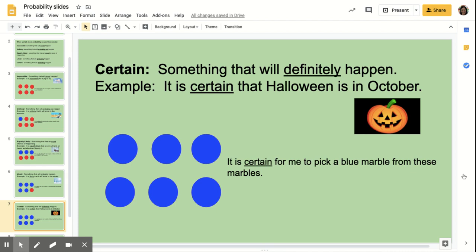Finally, we use the word certain. If we say something is certain, it definitely will happen. So an example is it is certain that Halloween is in October. Now, if I put these blue marbles into a bag, I am certainly going to pick a blue marble because that's all that we have.